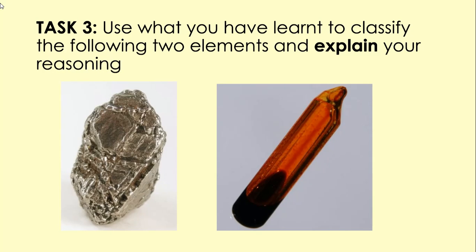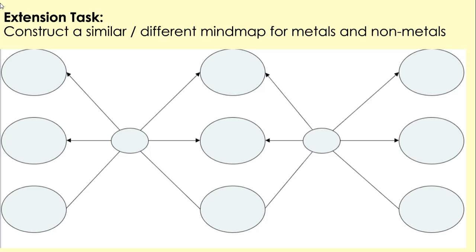Right, the last task you need to do, unless you're doing the extension, is use what you've learned to classify those 2 elements. I want you to look at those 2 pictures, think about what those elements might be like based on what you can see, and then explain why you think that's a metal or a non-metal. Now, the diagram on the right is a bit tricky to see what it is. It's not actually solid. It's a glass vial which has got a reddy brown liquid in.